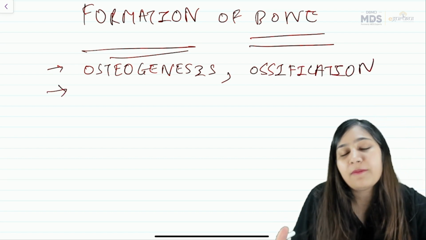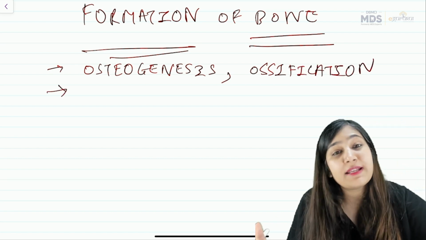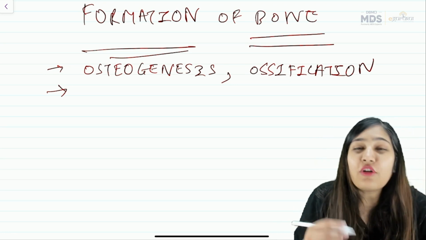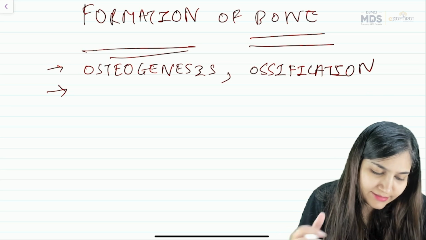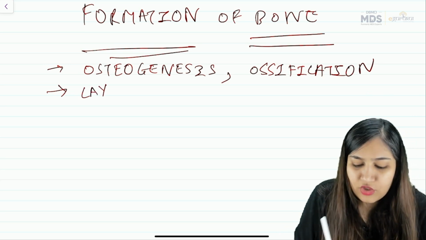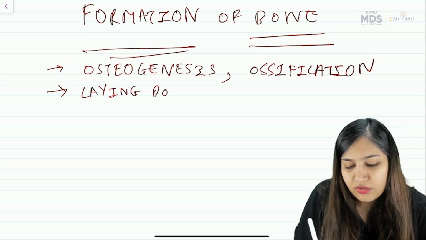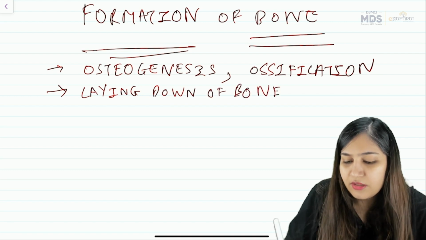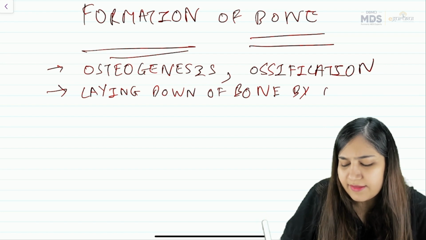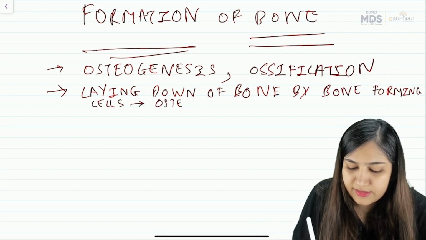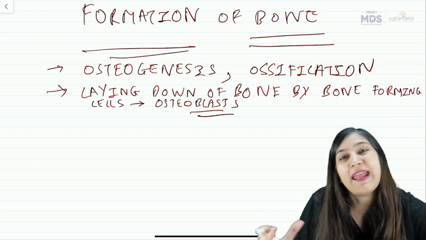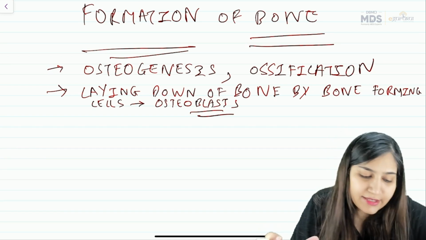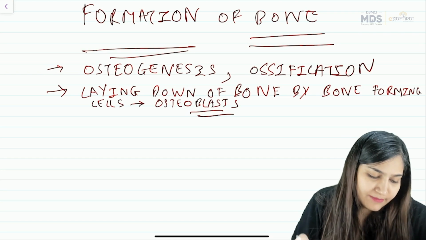Bone is formed by what? Bone forming cells. Which are the bone forming cells? Blast cells, mainly osteoblast cells. So osteogenesis is laying down of bone by bone forming cells, the osteoblasts. During early embryogenesis, the embryo skeleton is made up of what? Hyaline cartilage and fibrous membrane.